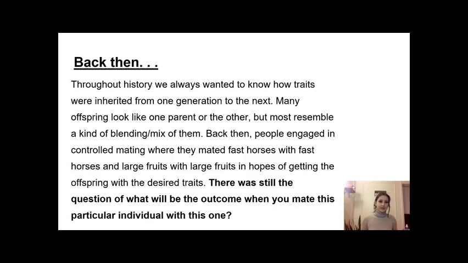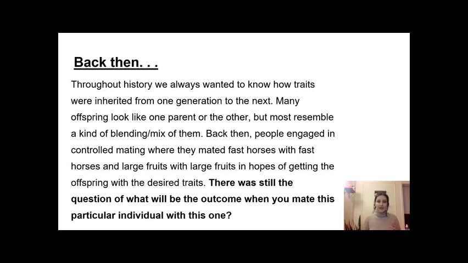So throughout history, we always wanted to know how traits were inherited from one generation to the next. Many offspring look like one parent or the other. You might often see that. But generally, we all look like a mixture of our parents, or plants kind of look like a mix of whatever they came from. So it's a blending.